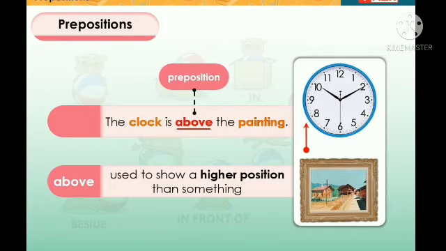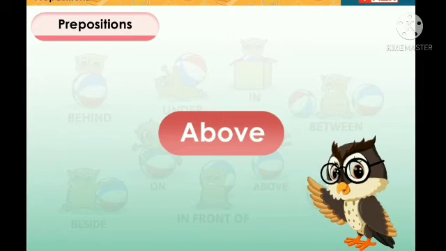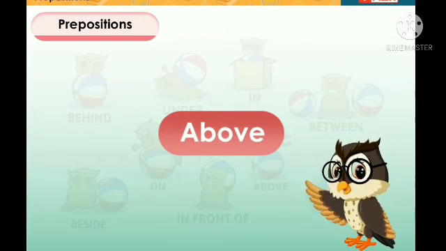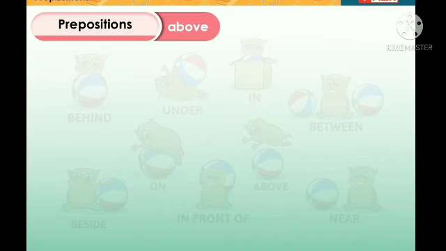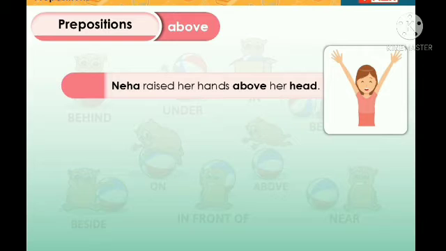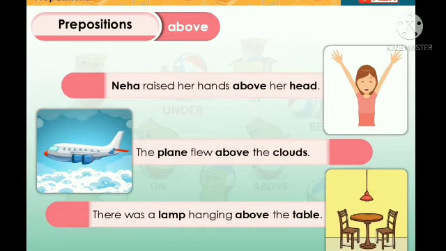Let us look at some more examples of the preposition above. Children, observe the position of above. Neha raised her hands above her head. The plane flew above the clouds. There was a lamp hanging above the table.